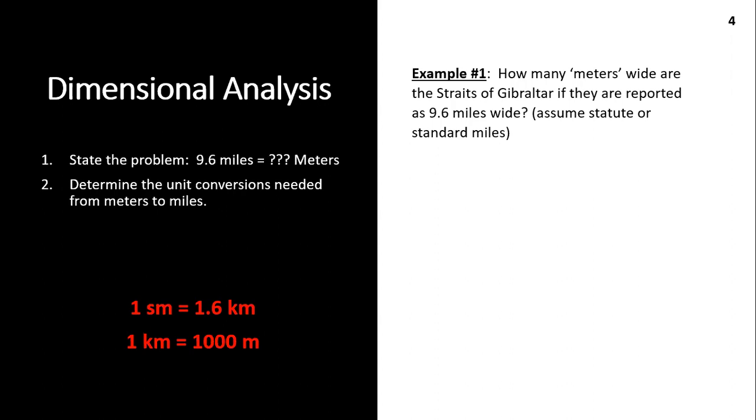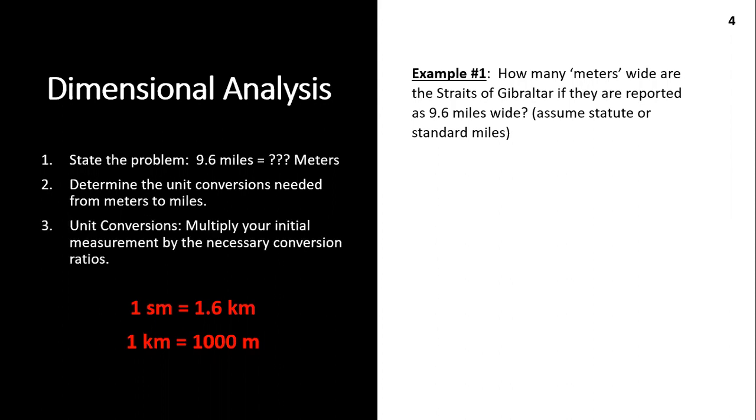Step 2, identify the unit conversions needed to change miles to meters. The conversions are provided below. Throughout this course, your lab TA will ensure that all unit conversions are provided. And finally, step 3, unit conversions. Multiply your initial measurement by the necessary conversions such that the undesired units cancel out, leaving only the desired units.